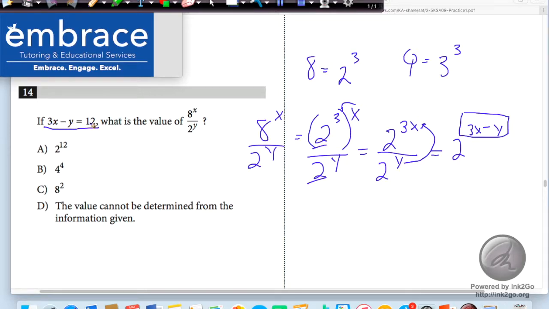So 3x minus y equals 12. So if we were to substitute that in, that becomes 2 to the power of 12, which is a possible answer choice for A. Nicely done.